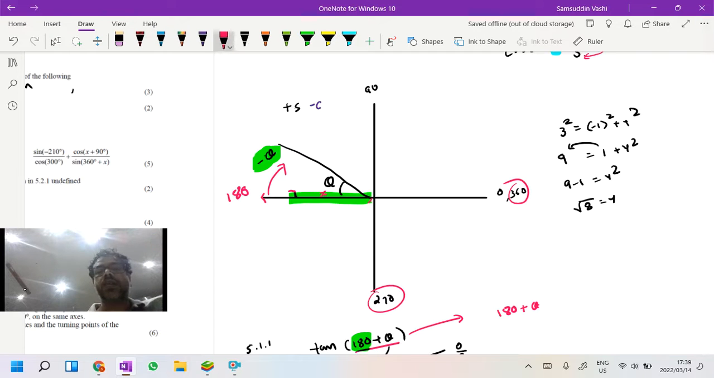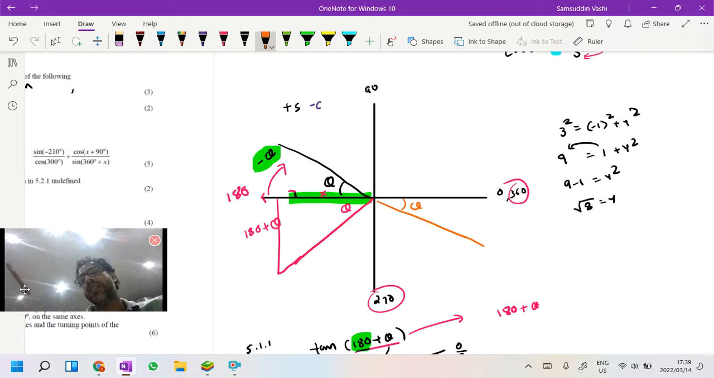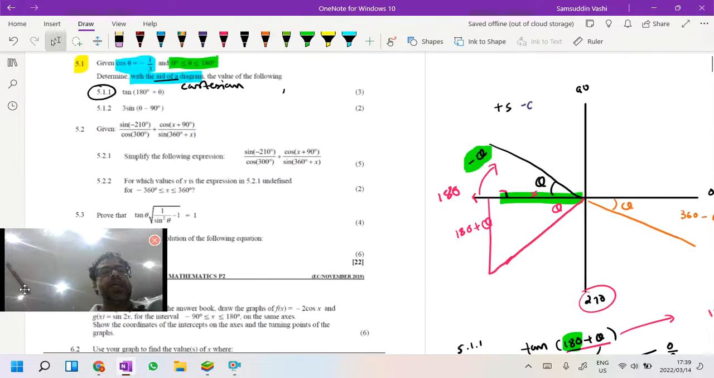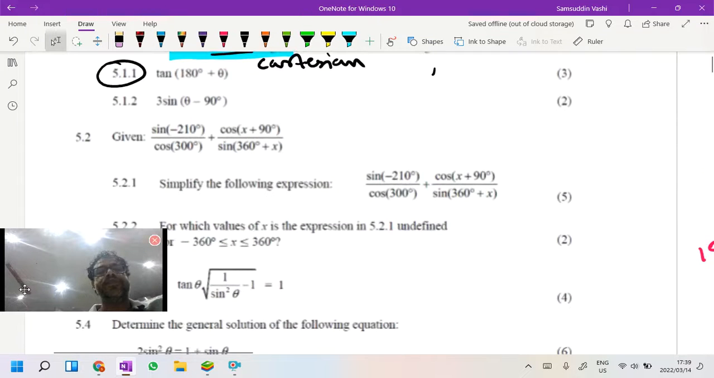If I go to the third quarter, it will be more than 180 degrees. So that diagram will tell me it is the place of 180 plus theta. Similarly, the fourth quarter, if my theta is here, it is less than 360. It means this direction is 360 minus theta. It's just a quick recap. Right? Let's see what we can do here.